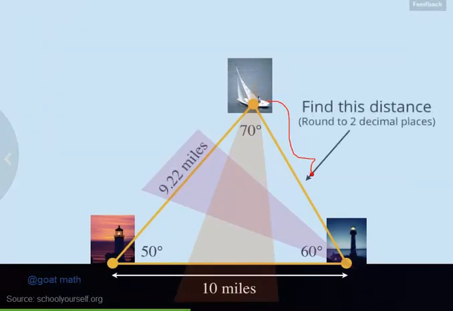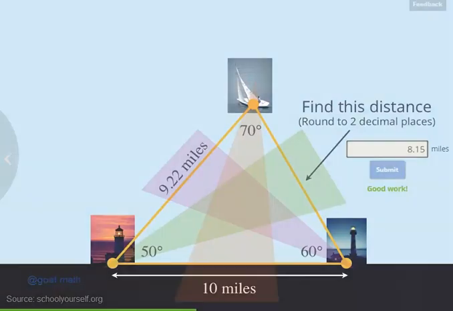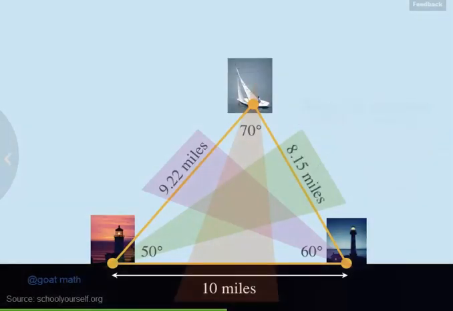Next, try finding the length of this side here, again rounding your answer to two decimal places. You'll want to use the law of sines again, and notice that this side is opposite the 50-degree angle. Nicely done! This side is approximately 8.15 miles.